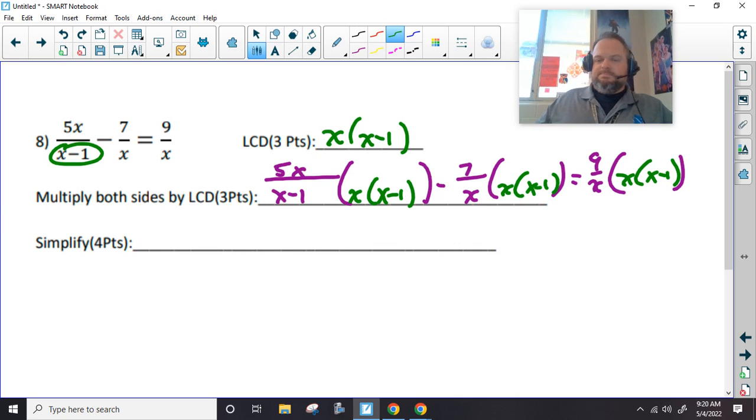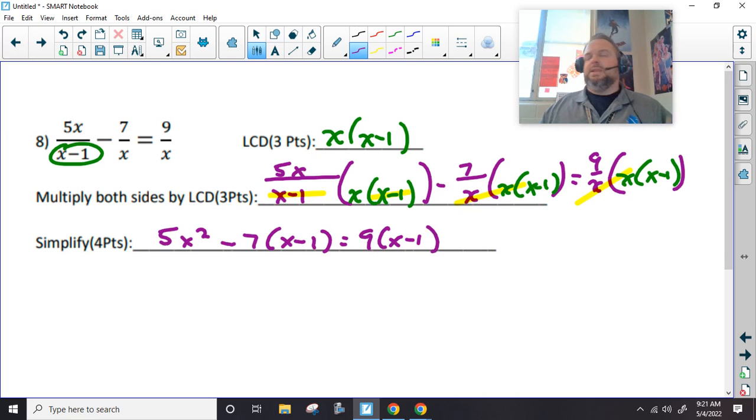So we've plugged it in. Now we need to cancel out. What will cancel out? Well, let's see. This and this will cancel. The x's will cancel. And again, the x's. So when I simplify, I'm going to be left with 5x times x. This is 5x squared minus 7 times x minus 1 equals 9 times x minus 1. Now, we're just setting these up. We're not having to go all the way through it. Because if you did, you'd have to end up doing more factoring.